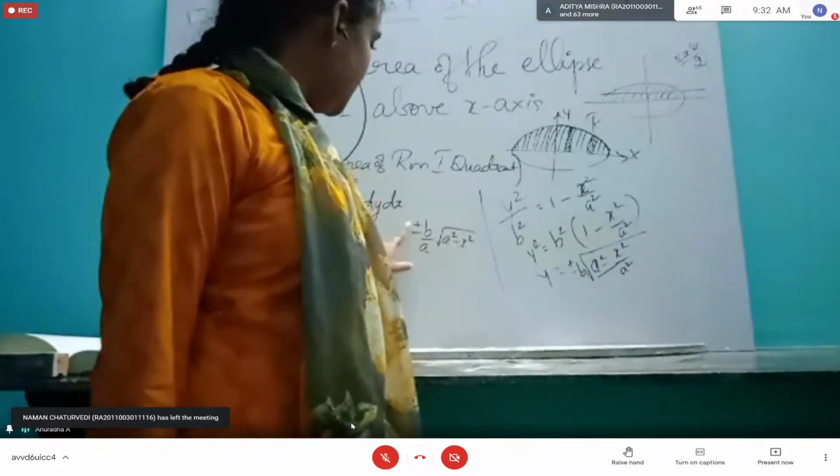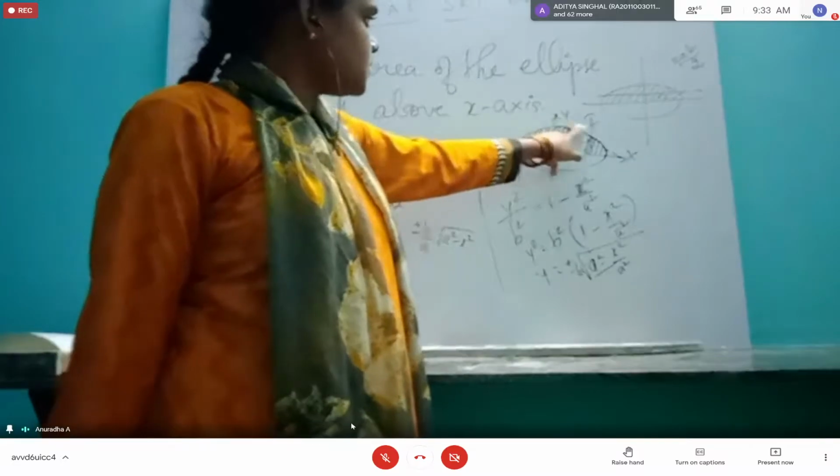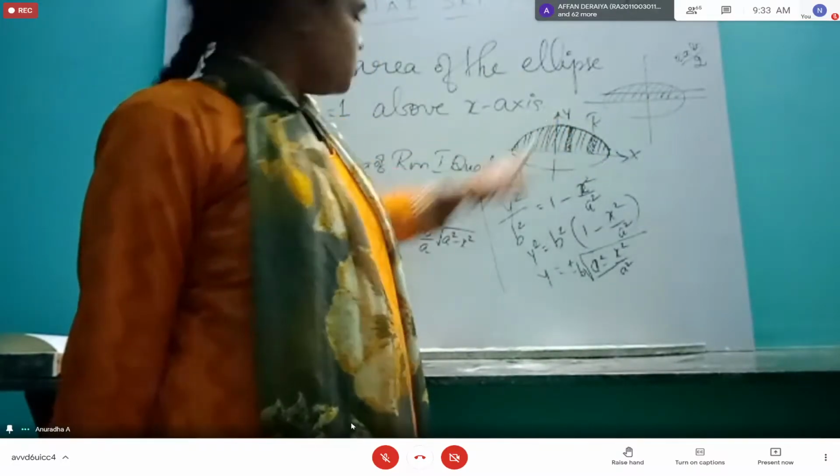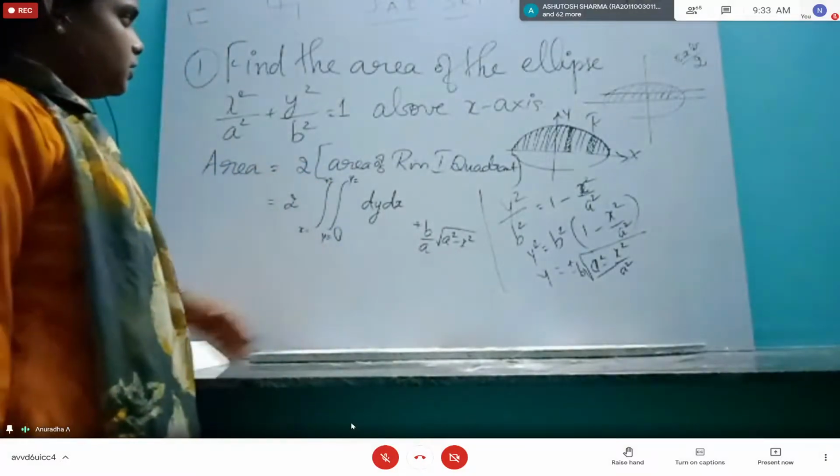So now here you see I have both limits, either plus or minus. Now what is this region? It's lying in the positive y-axis. So we have to take from here plus only as the region of integration.